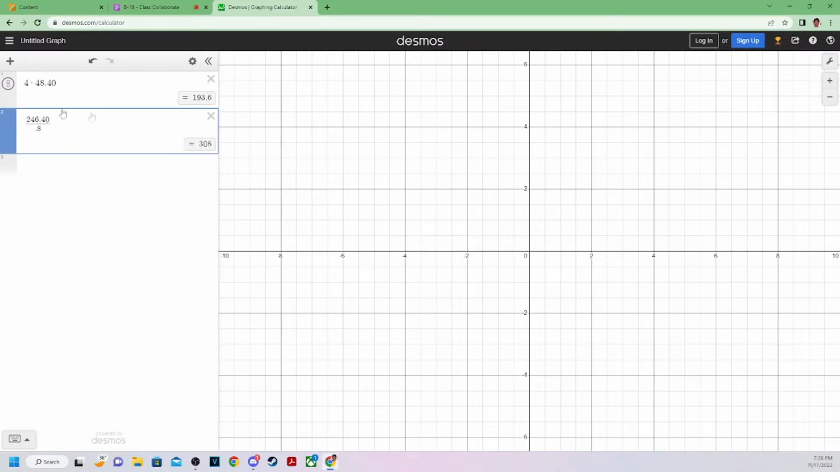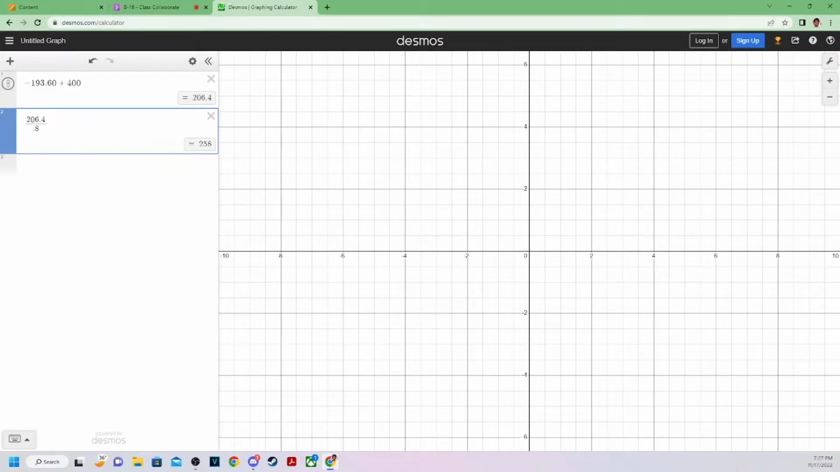300. Did I do something wrong? I might have done something wrong. Let me see. Just real quick. My algebra might not be the best. Oops. This is negative plus 400. So yeah. And then divide this guy by, oops, 206.4. Divide that by 0.8. 258.